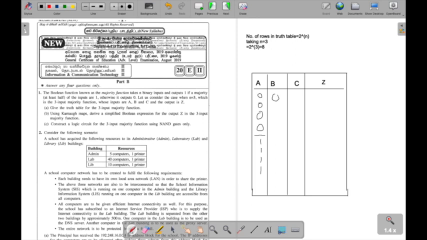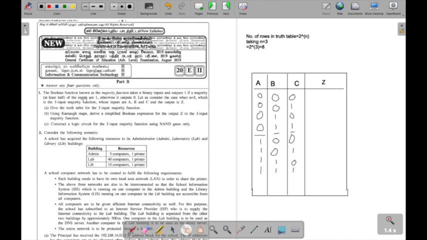Now let's consider B. We have 0, 0, and then we should put 1, 1, then 0, 0, 1, 1. In column C it's 0, 1, 0, 1, 0, 1, 0, 1. So now we have drawn the truth table. Now we should generate the output. In the question it is said that this Boolean function is known as the majority function.